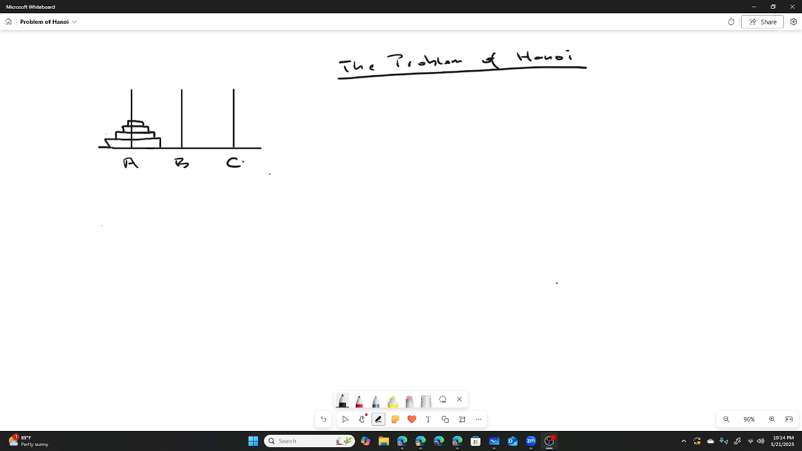The problem of Hanoi is how many moves it takes to move all of the n discs from pin A to pin C. So that's the question. How many moves does it take to move all the discs from pin A to pin C if there are n number of discs?